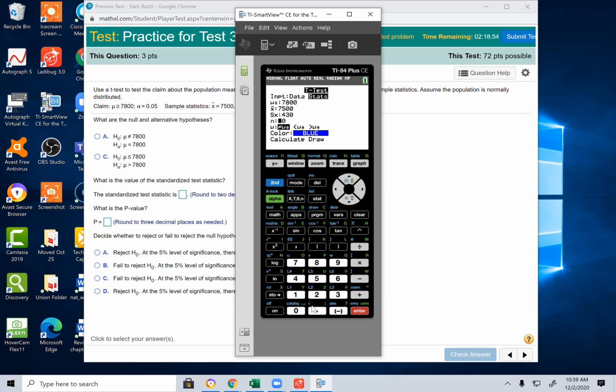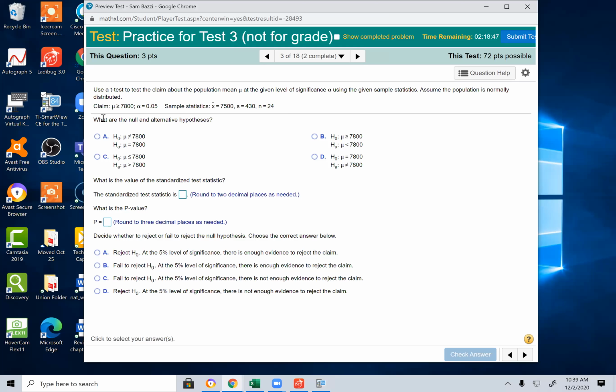And N is 24. But before we do that, guys, can you tell me which one is the null and the alternative hypothesis? So the claim mu is greater than or equal to 7,800. What would be the alternative? Less than. Yep, that's it.